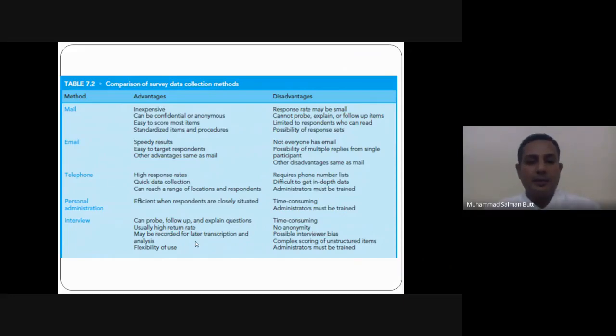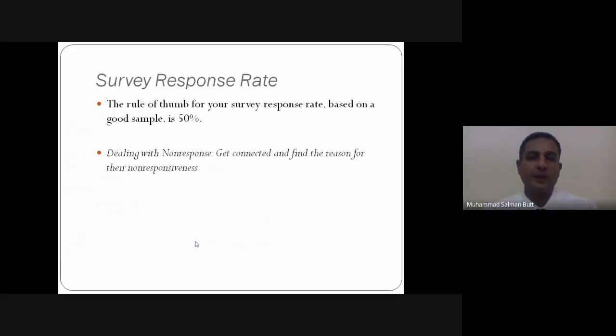And then it is possible that the interviewer is biased. That means you might have some specific interest as well, and you might steer your data collection towards a specific direction. And then there is complex scoring of unstructured items, and the administrator must be trained. This is the most important one: you must be trained and well prepared before going to collect the data.